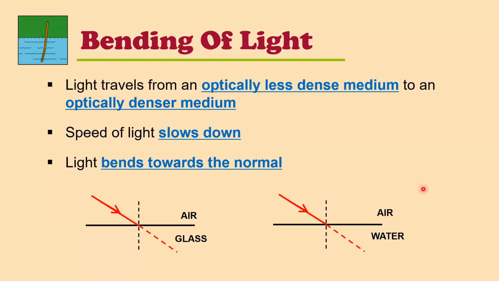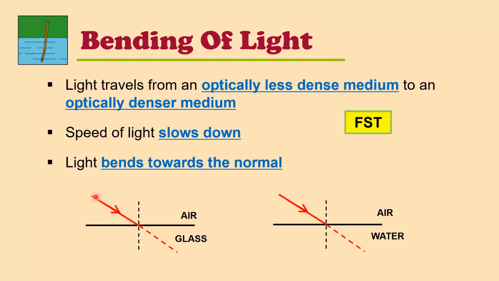When I move from an optically less dense to an optically denser medium, like from air to glass or air to water, my speed of light will slow down. And when I slow down, I will bend towards the normal. Okay, fast, slow, towards, FST. In fact, every time it slows down, it will bend towards the normal. You just have to remember that. And it's vice versa. When I speed up, I will bend away from the normal.